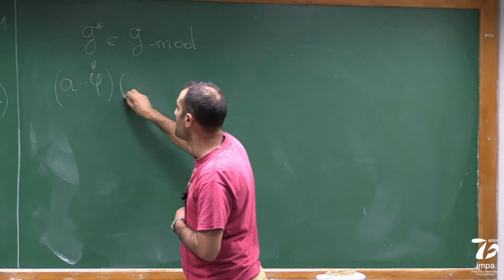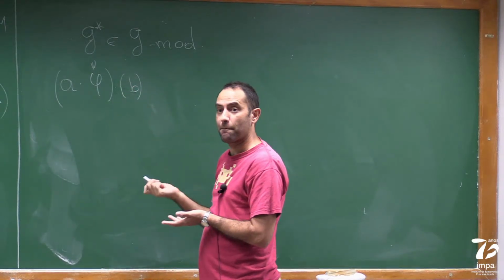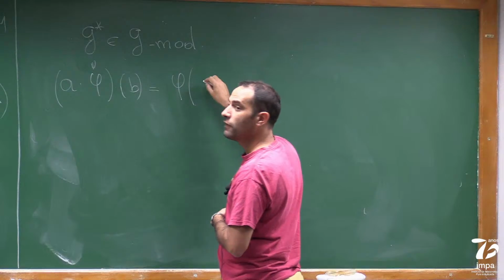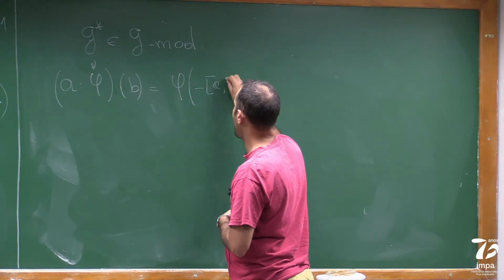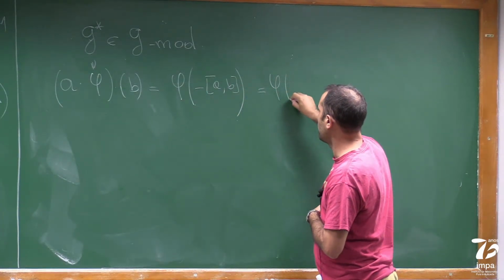So it takes B in G, and it needs to give me a number. And I'll declare that to be phi of minus A bracket B, which is the same thing as phi of B bracket A.